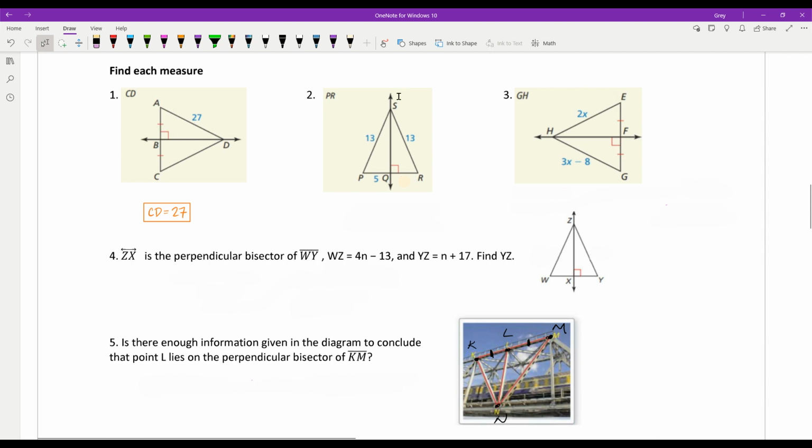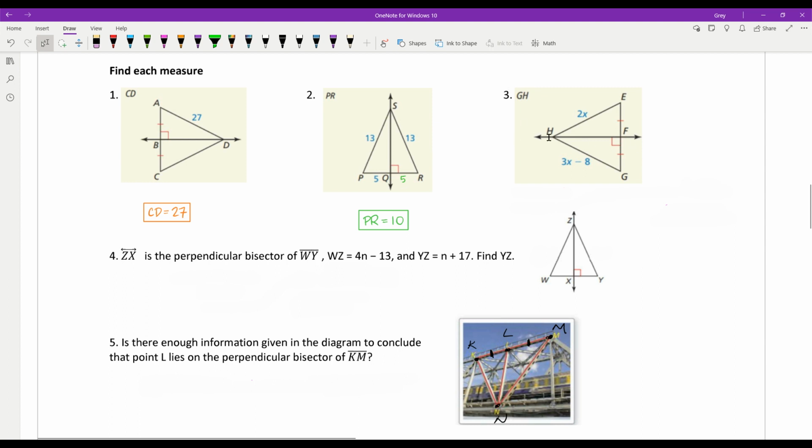I'm told SQ, and I know that SP is equal to SR. That means that PQ has to be equal to QR, and they're asking me for the distance of PR, and so that has to be 10. Because it's equidistant from the endpoints, and then it lies on the perpendicular bisector. Okay, we're looking for GH.